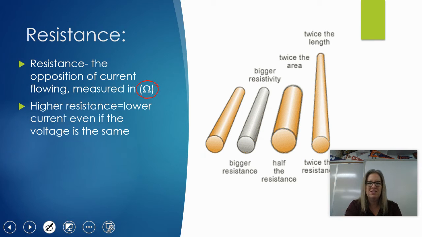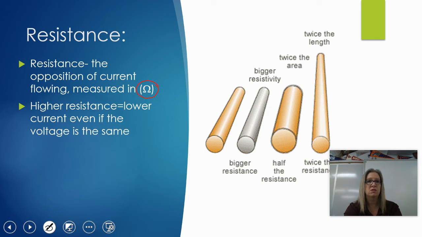Again, the higher the resistance, the lower the current, okay? Even if the voltage is the same. So even if you have the same source of electricity, if there's higher resistance, you're going to slow down that current, or you're going to prevent that current from getting through as well.